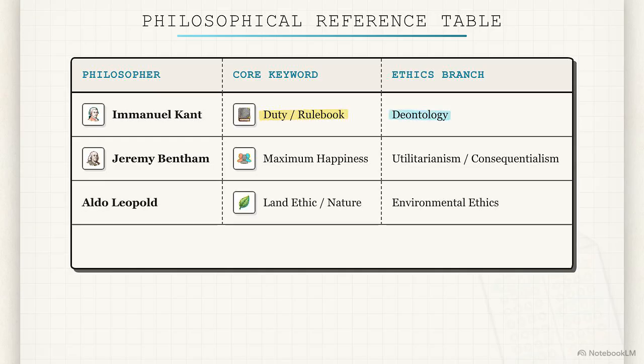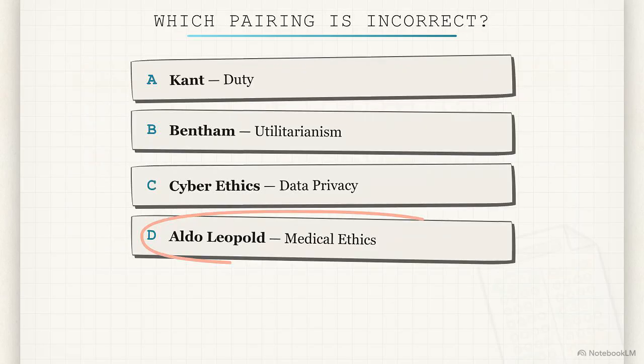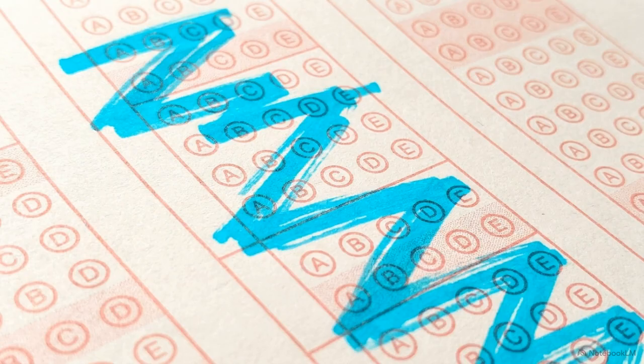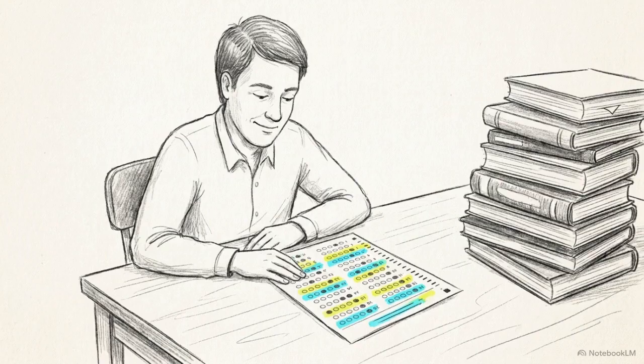Use this reference table to lock in the associations. It maps the four major thinkers to their specific keywords and ethics branches. This decoding system makes the 100-question OMR sheet predictable. The paper becomes a sequence of logical associations rather than a test of raw memory.